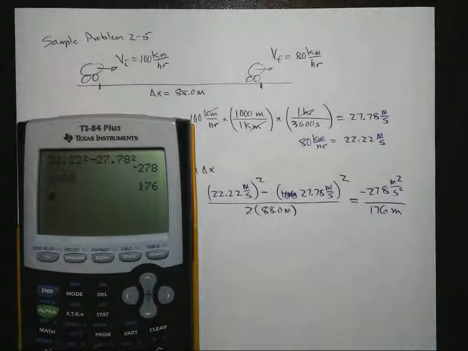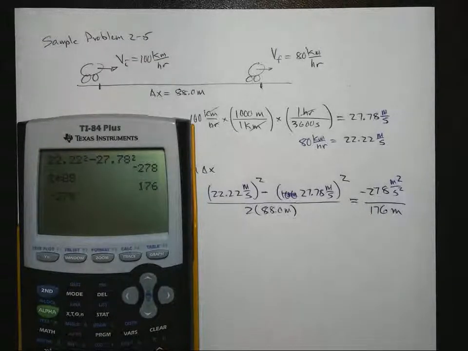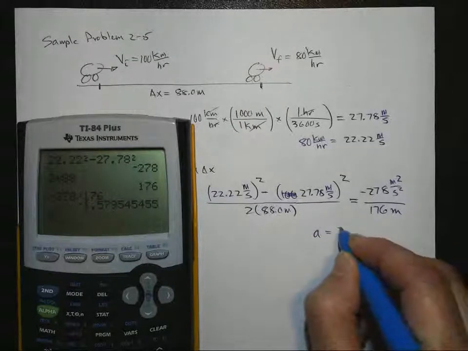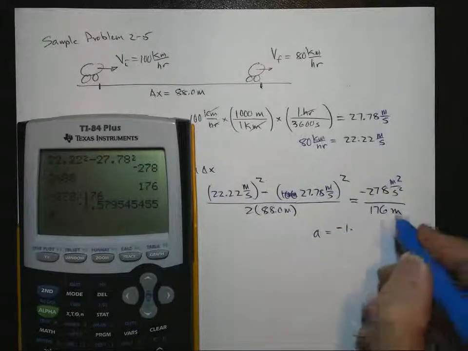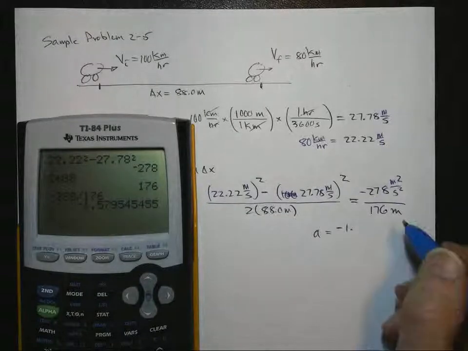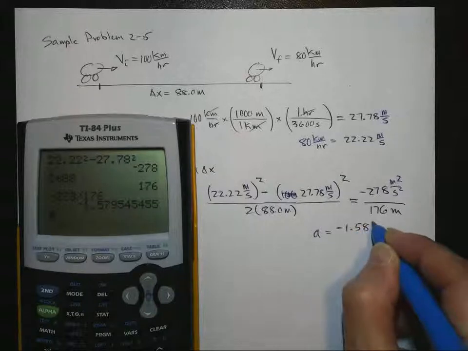And once we take the minus 278 divided by 176, we'll see that we get an acceleration: a equals negative 1.58. Let's go with 3 sig figs, because let's assume our givens have 3. This would be minus 1.58, and the units.